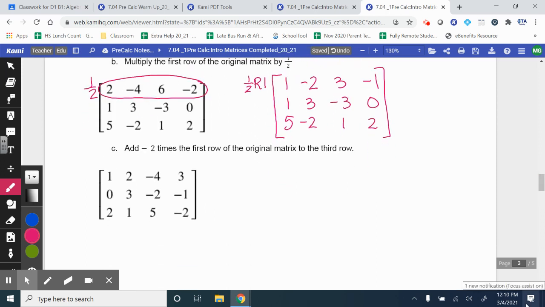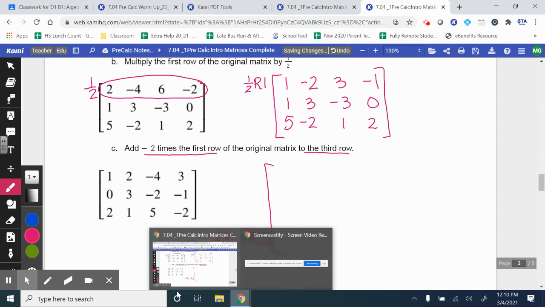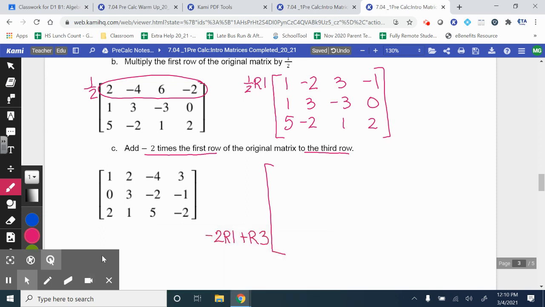And then the last thing that we can do here is add a multiple of a row to another. So we're going to add -2 times the first row to the third row. Whatever row you're adding it to, that's the one that you're going to change. So in our new matrix, to label what we're doing, we're going to take -2 times row 1 and add it to row 3.